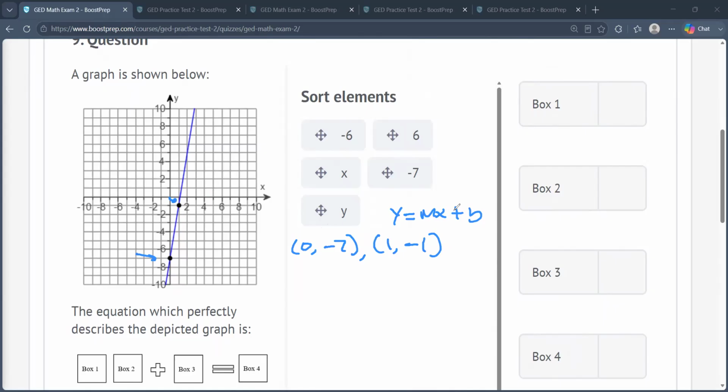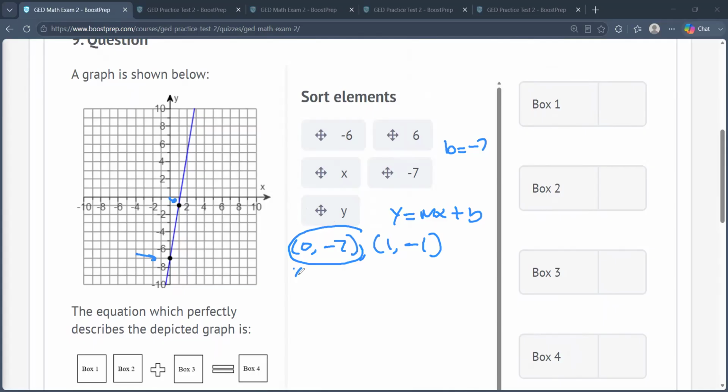Okay, now, do we have the m or the b? We do have the b. The b is actually going to be -7. And why is b -7? Because the b is the y-intercept, and I know this is the y-intercept because the x value is 0, right? Whenever the x value is 0, you have a y-intercept. So all we got to do is find the slope.